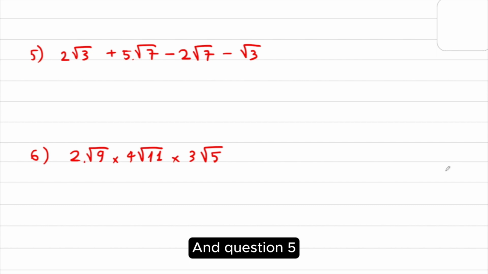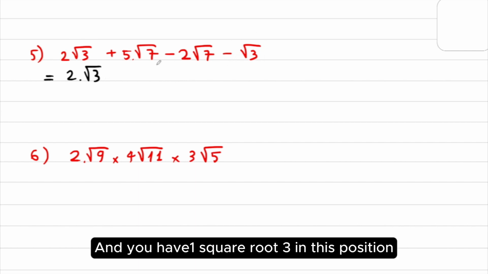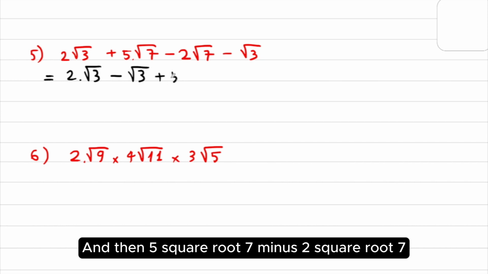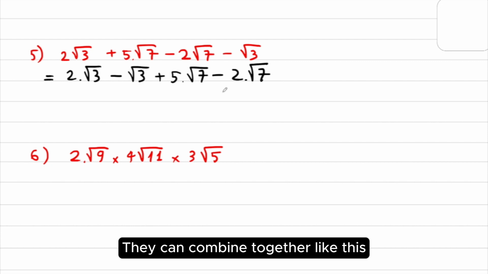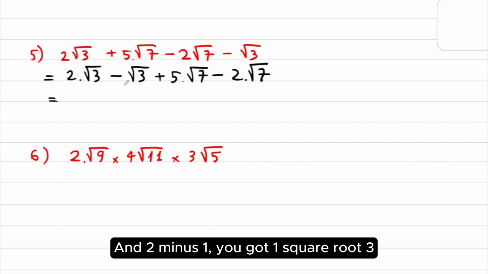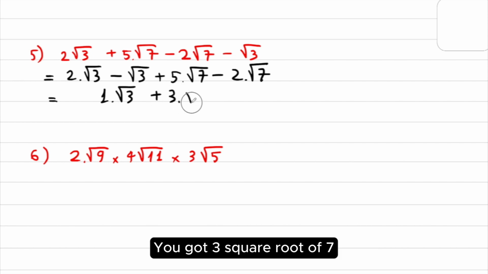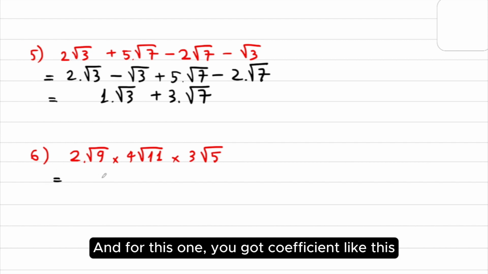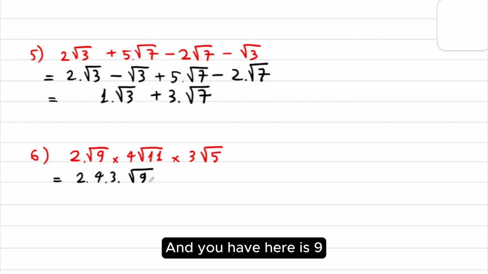Okay, and question 5, a little bit longer, but it's not too difficult. Square root 3 here, and you have one square root 3 in this position, so I rearrange. And then 5 square root 7 minus 2 square root 7. They can combine together like this. And 2 minus 1, you get 1 square root 3. And for this one, you get 3 square root of 7, because 5 minus 2 is 3. And for this one, you have coefficients like this. Here is 9, here is 11, and here is 5.